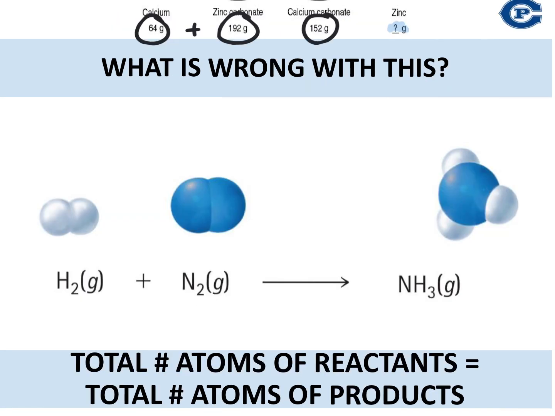Now that we've gone over the law of conservation of mass, looking at this picture where I have H2 plus N2 to produce NH3, what is wrong with it? If you said, hey, I do not start and end with the same amount of H's and N's, you are correct. This is where balancing chemical equations becomes important.